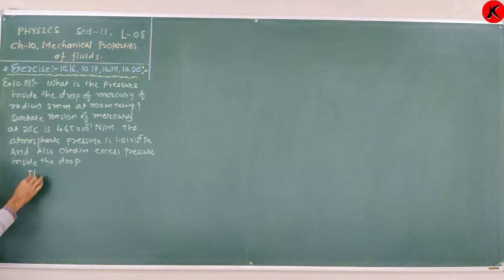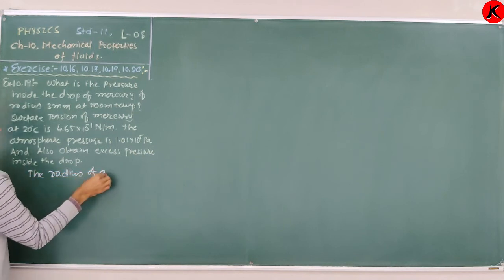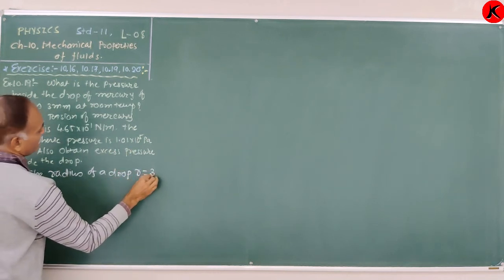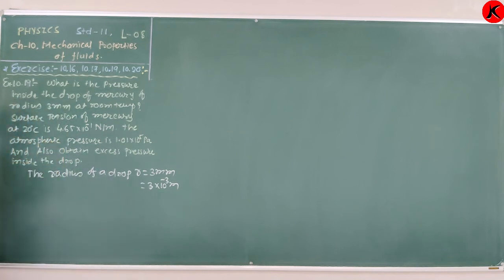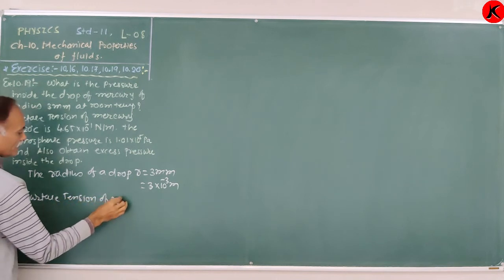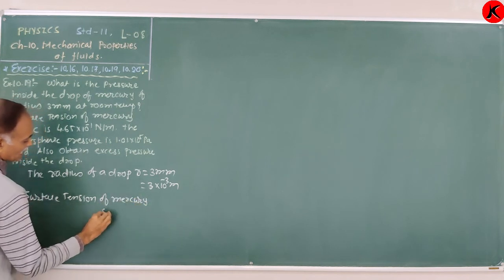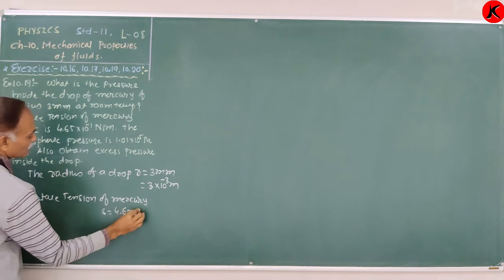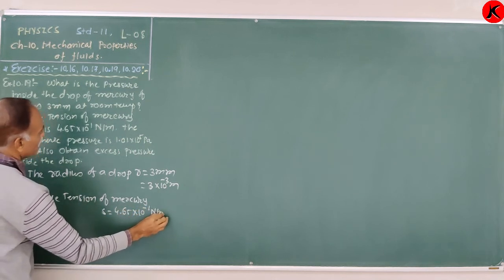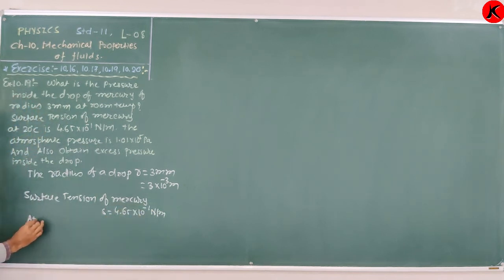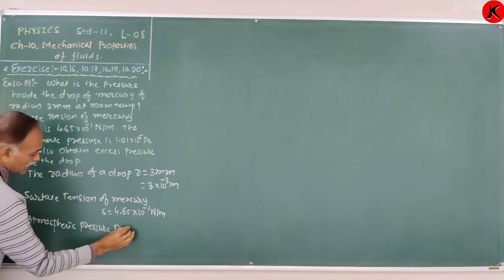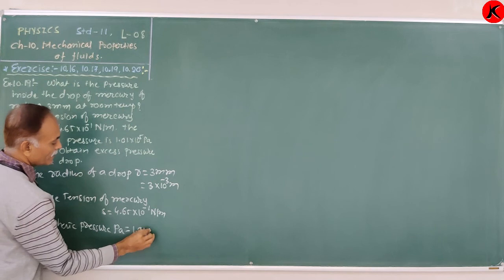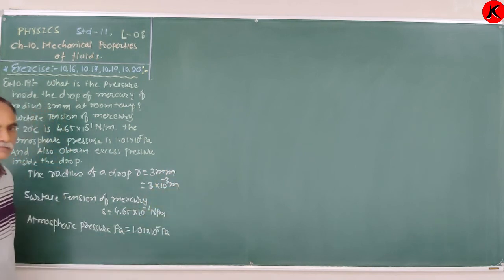Right? So first we write down the data given. The radius of a drop, small r, is given as 3 millimeter. Convert into meter, 3 into 10 to the power minus 3 meter. Surface tension of mercury, S, is given as 4.65 into 10 to the power minus 1 Newton per meter. Atmospheric pressure, PA, is given as 1.01 into 10 to the power 5 Pascal or Newton per meter squared.